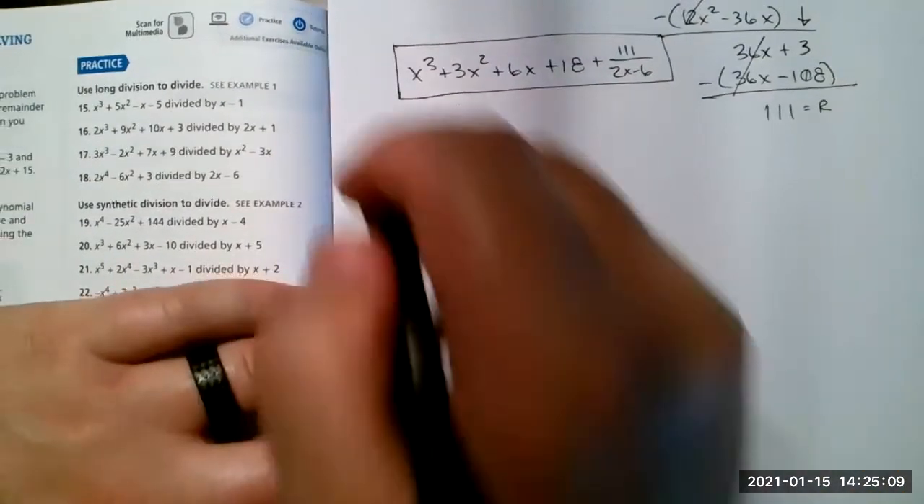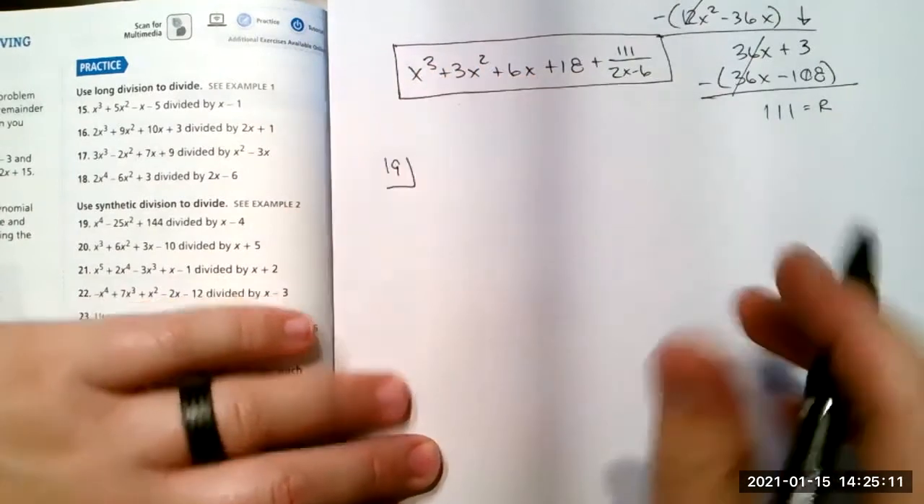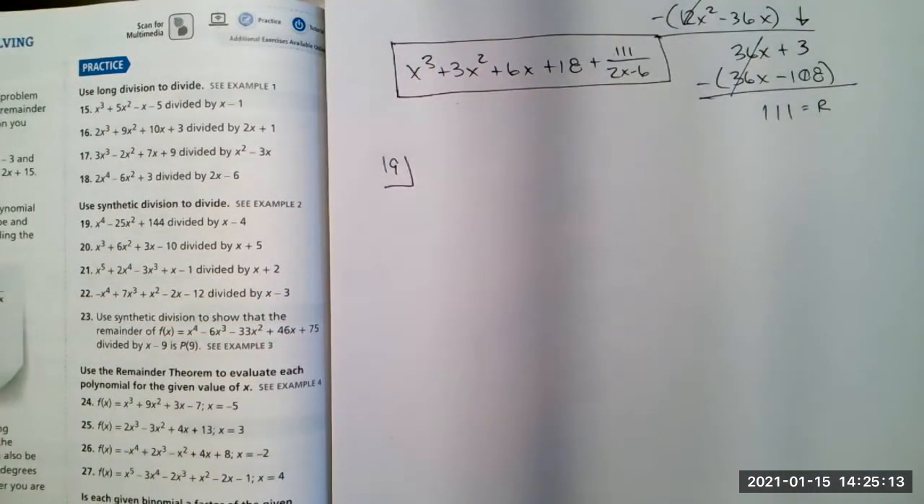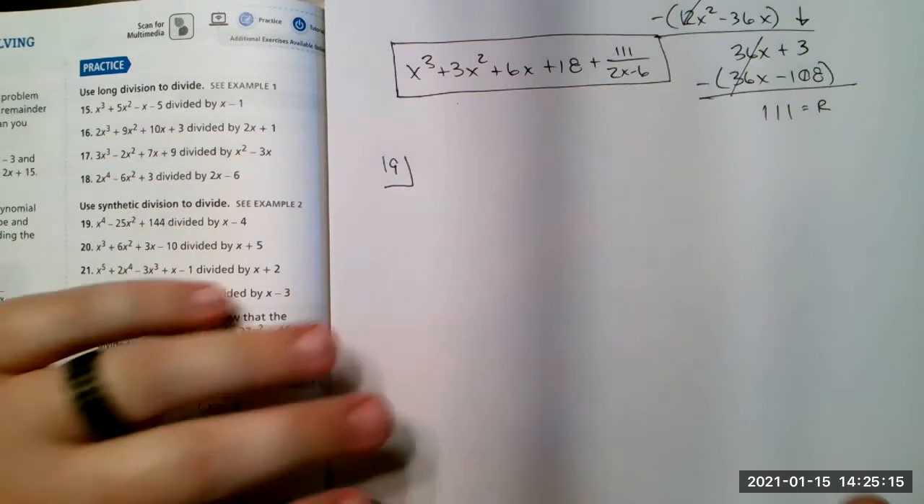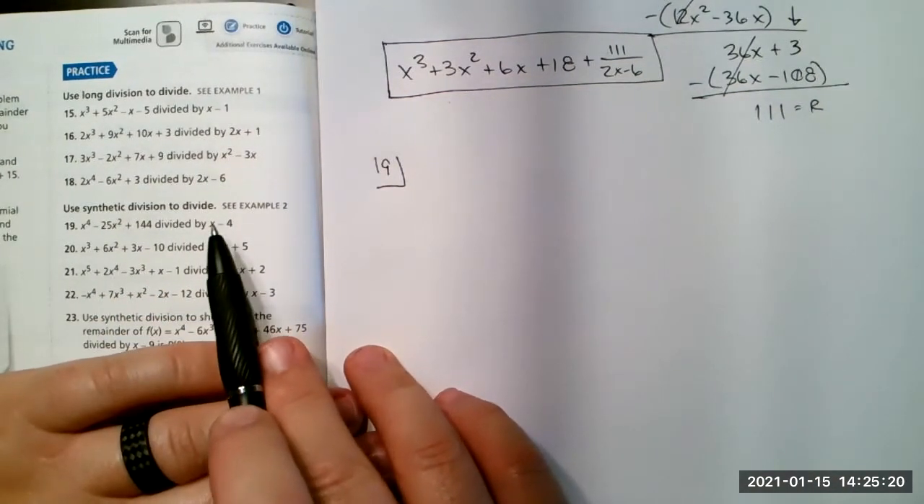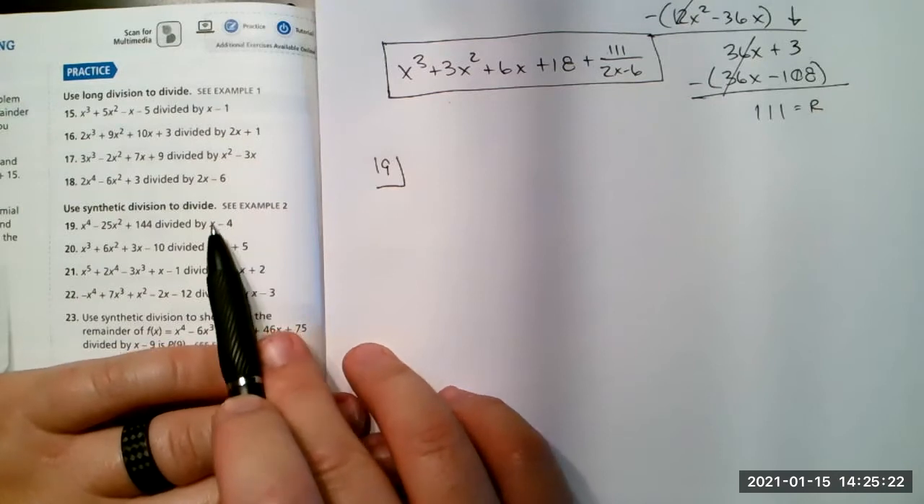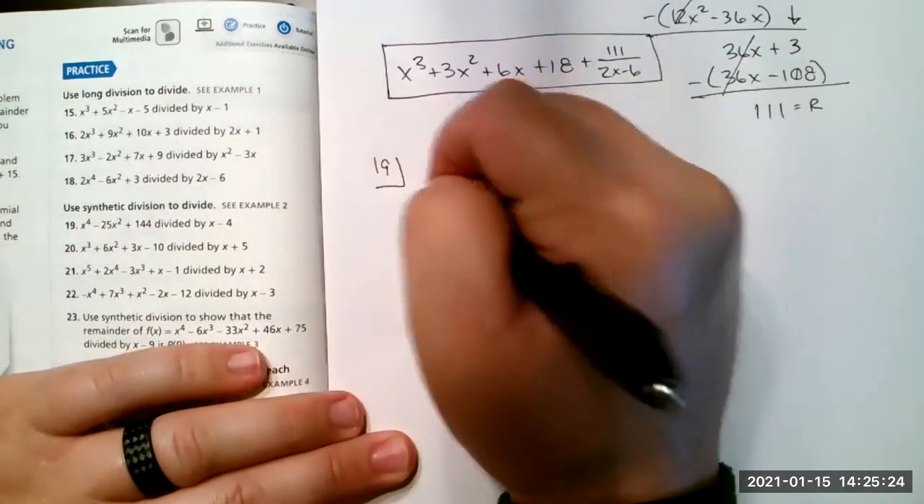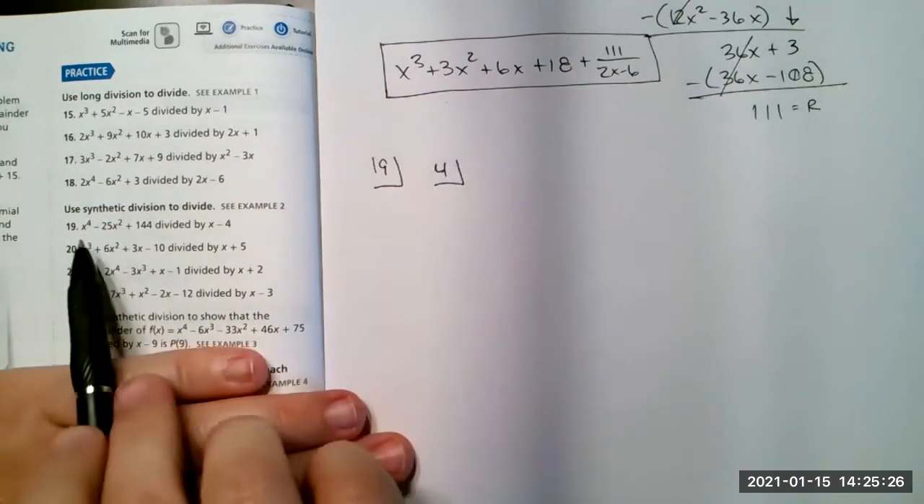19, synthetic division. So hopefully those go a lot quicker, a lot less ink to use. Let me just emphasize something. Here's how I usually set these up. I'm dividing by x minus 4, so make sure you use the opposite of that constant. I'm going to be synthetically dividing by positive 4.